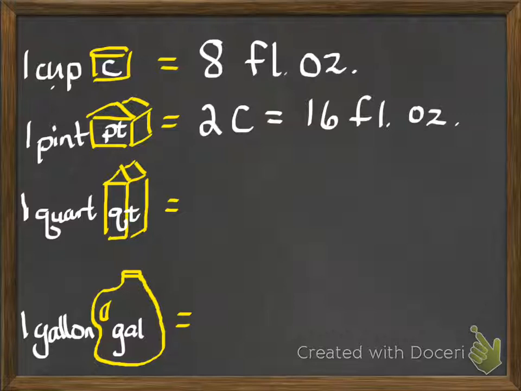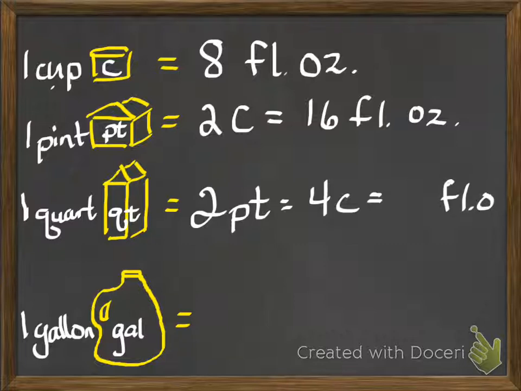1 quart is the same as 2 pints. How many cups would that be? If you said 4 cups, you're right. How many fluid ounces would that be? If you said 32, you are right. Now this is how I remember a quart, is that I go to Quick Trip and I can get a quart, a drink, and it's always 32 ounces.